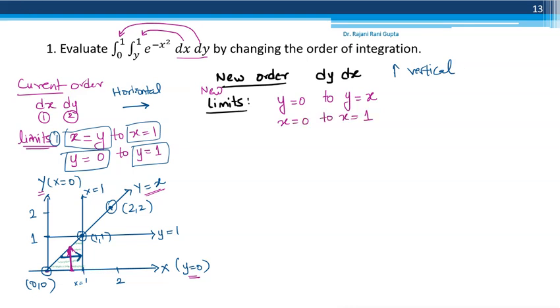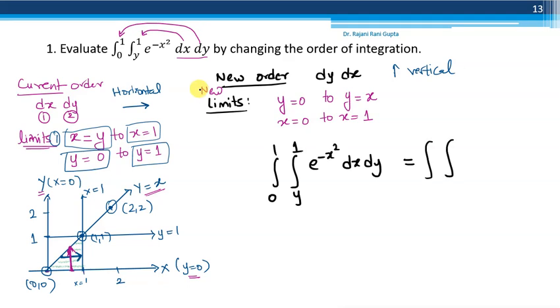So now we rewrite our integral. Our given integral was from 0 to 1, y to 1, e power minus x squared dx dy. And the new integral becomes, after changing the order of integration, limits from y, 0 to x, from 0 to 1, e power minus x squared dy dx.